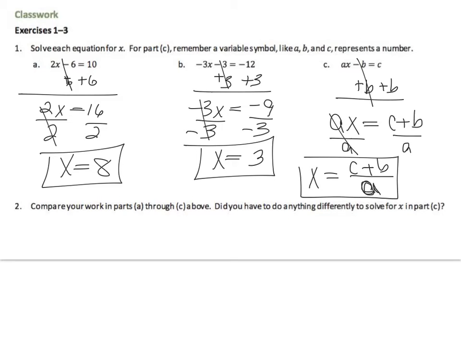All right, number 2 says compare your work in parts A through C above. Did you have to do anything differently to solve for x in part C? No, I added, I divided, and I found my answer. So no, everything always works the same. I can't spell, sorry. Nothing different.